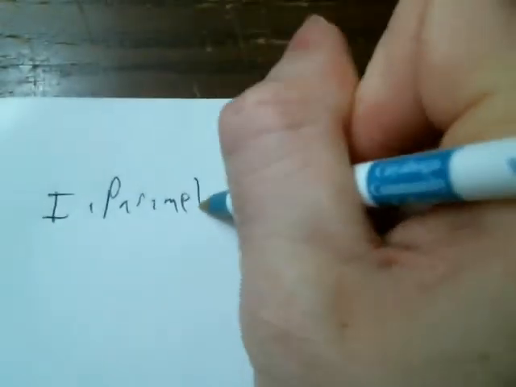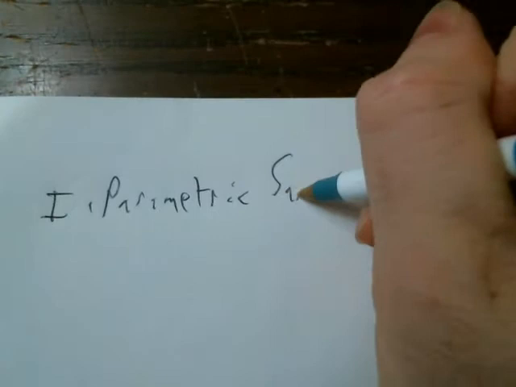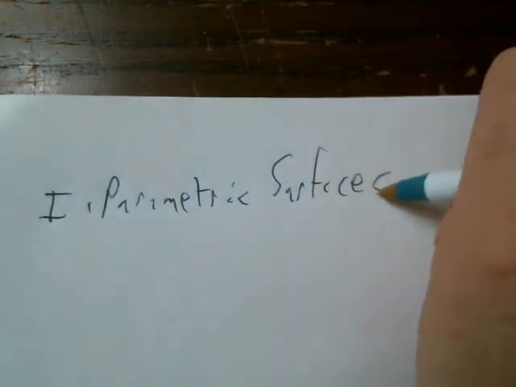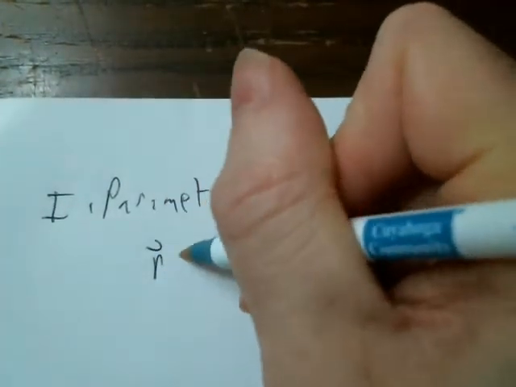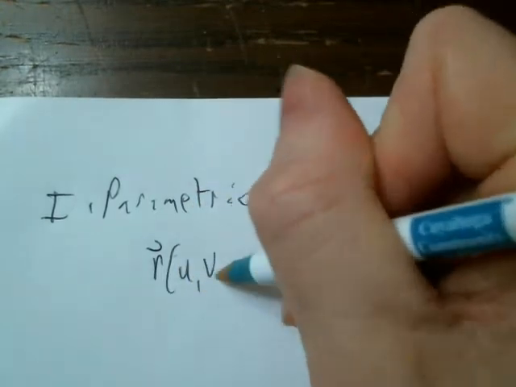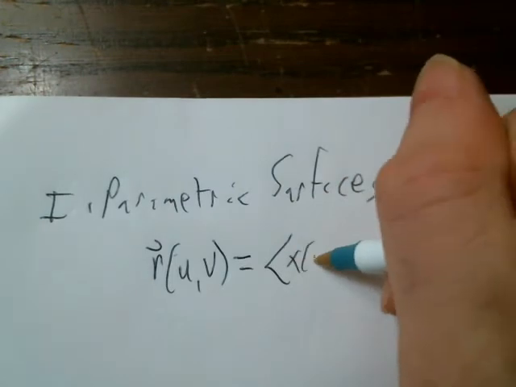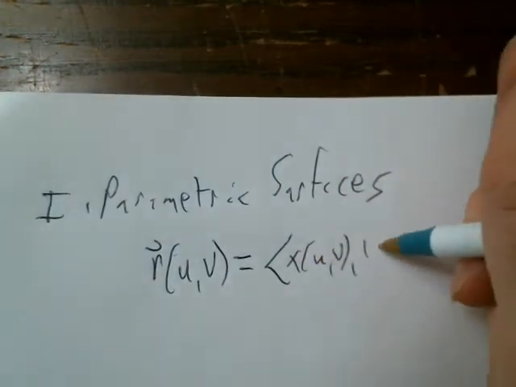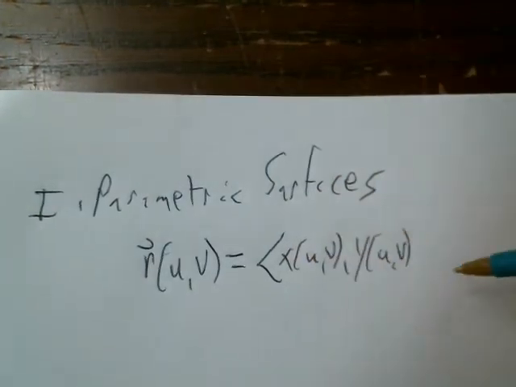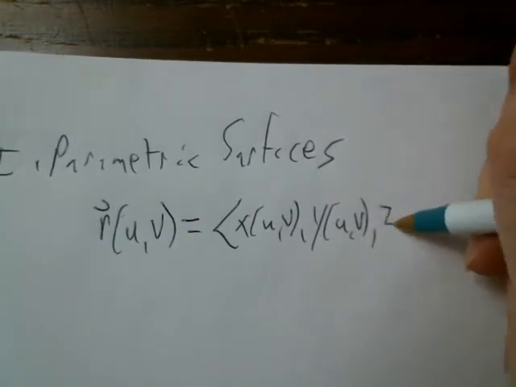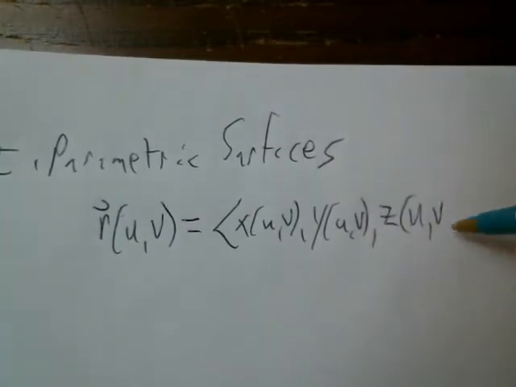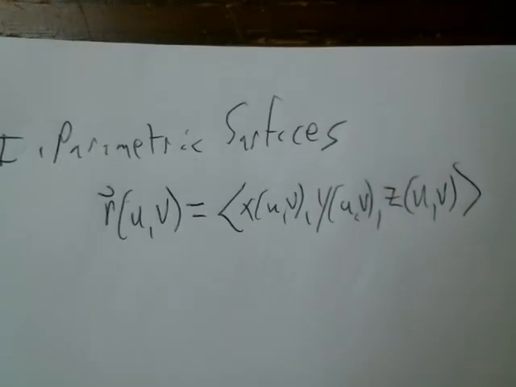Okay, so I apologize. Parametric surfaces. And our vector valued equation for these guys will look like this: x of u v, y of u v. It's basically just what I just wrote. And z of u v, or z, as some people like to call it.